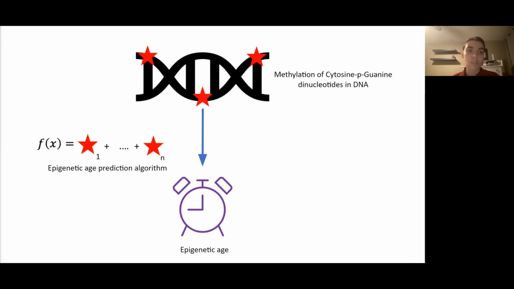DNA methylation involves the placement of a methyl group, a CH3 group, on the 5th carbon of a cytosine base by an enzyme called DNA methyltransferase. In humans, this usually occurs at what are known as CpG dinucleotides.